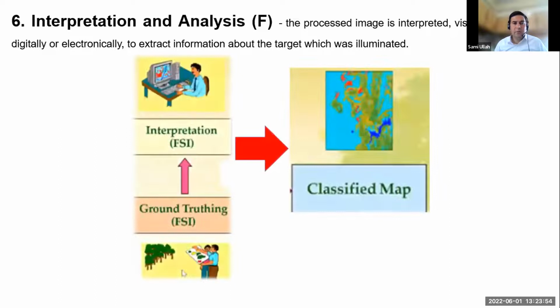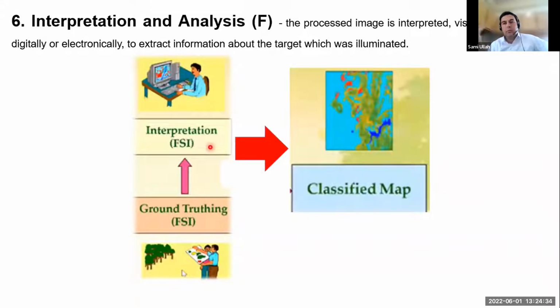So after this, the sixth step: when you get the satellite image, you put it into the computer, apply different classification algorithms, and process and analyze the data for different applications. Geologists use this data for their own application, foresters go with their own application, agriculturists go with their own application, and finally the end products come in the form of classified maps.